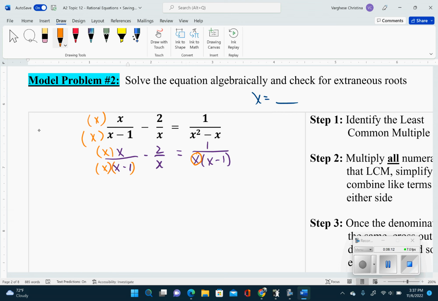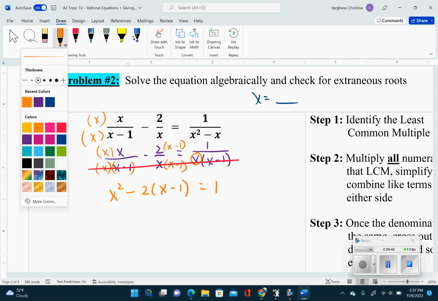Here we have x, and what's missing is the x minus 1. So we're going to multiply this by whatever is missing, multiply this by x minus 1 as well. And now our denominators are the same, so we can cross them out. Beautiful. And then we can use this to simplify, right? x times x gives us x squared minus 2 parentheses x minus 1 is equal to 1. And this becomes something that we could have done in algebra 1. So let's go ahead and solve this baby.